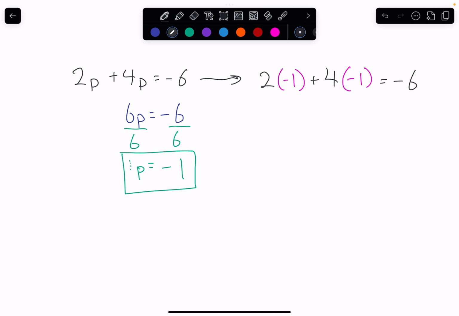So let's see. We have 2 times negative 1 is just negative 2, plus 4 times negative 1, which is just negative 4. And if we did everything right, that should still be equal to negative 6. And you can do the math. I already did it. We'd end up with negative 6 equal to our original negative 6. That's a true statement, right? This equal sign is correct. Negative 6 is equal to negative 6. We're done. We got the answer right. We can move on.